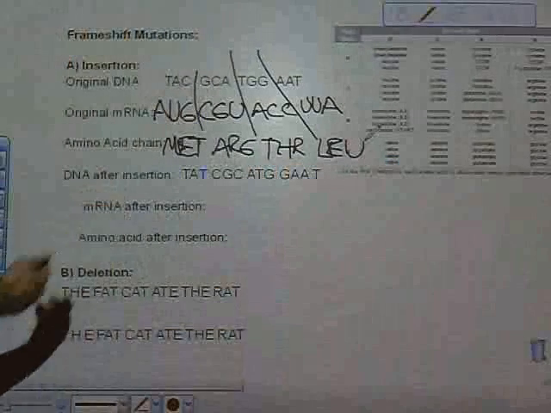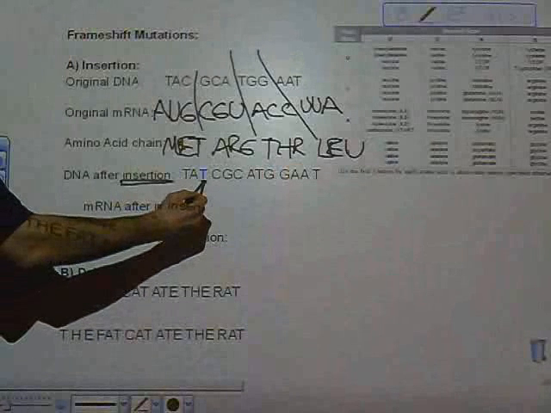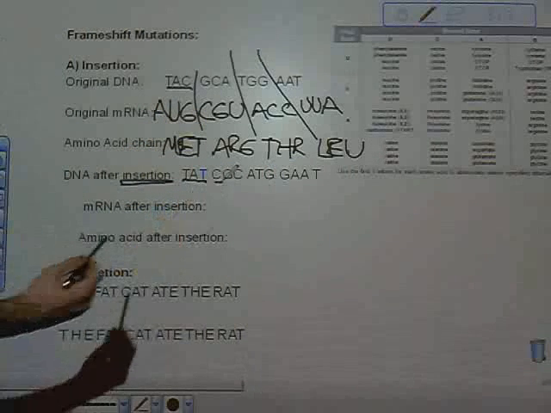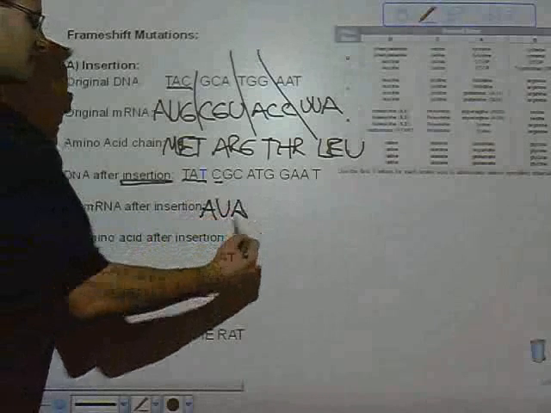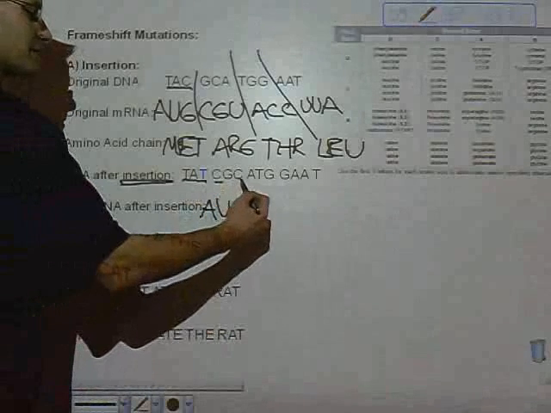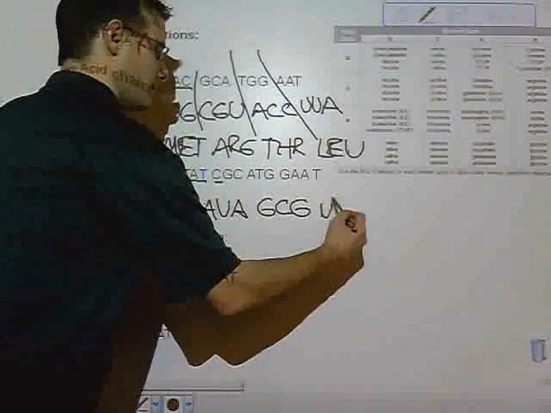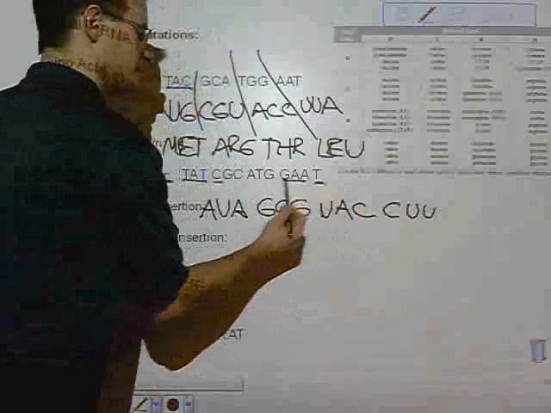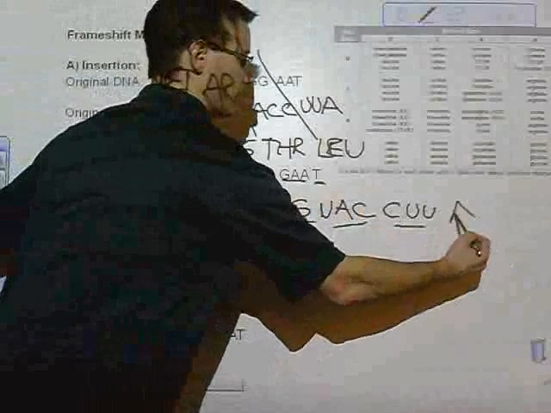But now our mutation happens. We're going to have an insertion where we put in a T where it used to read TAC. TAC has now been interrupted by adding in a T. We've inserted a T, so now our mRNA after the sequence is going to be AUA, still keeping in line with threes. We have to keep the three code going. We have GCG, we have UAC, CUU. And when we get to that T, we know to make an A, but we don't have the rest of that code.